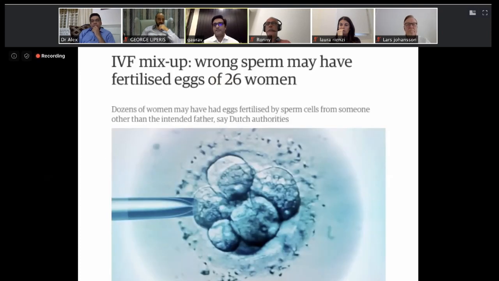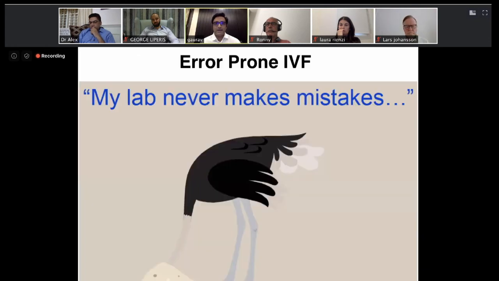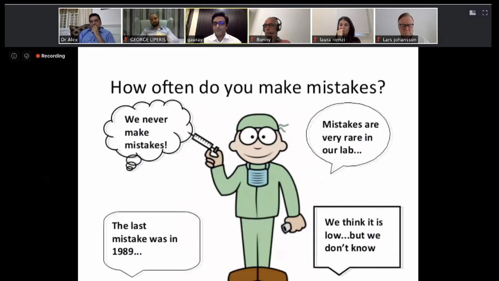So this is the last issue that we're going to address in this discussion, which is about IVF mix-up. Definitely all of us maintain that my lab never makes a mistake when it comes to putting the right sperm and the right egg together. Well, there are people who may admit that mistakes are very rare, or the last mistake was in 1989, and some people clearly don't know.